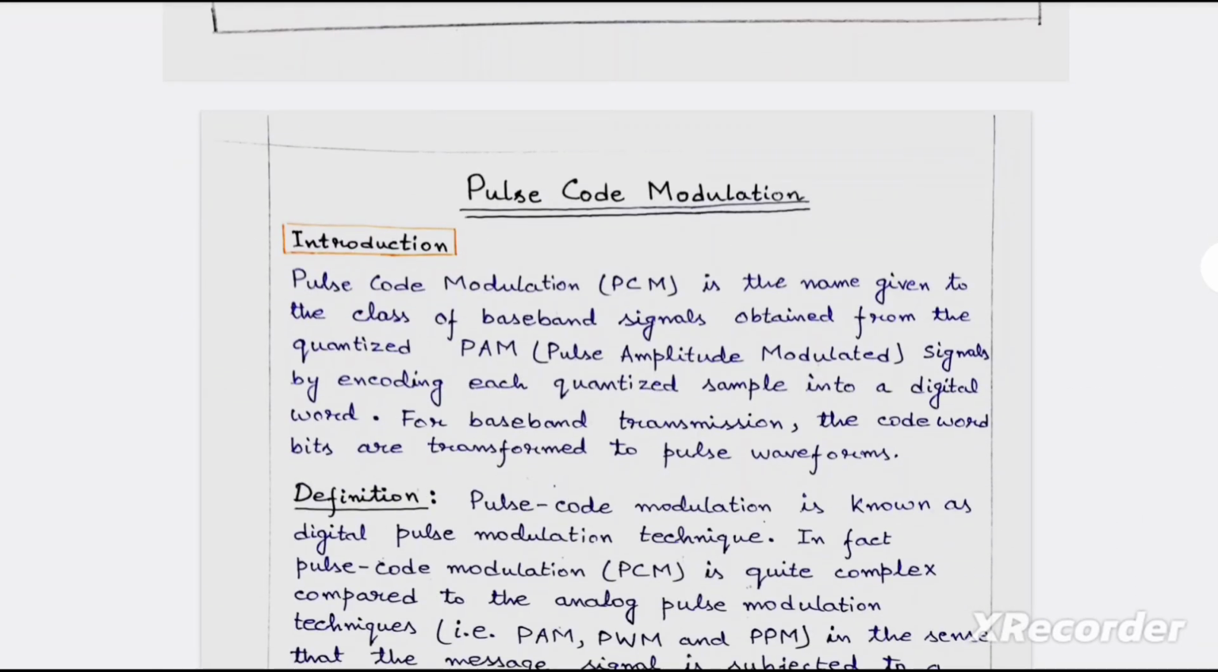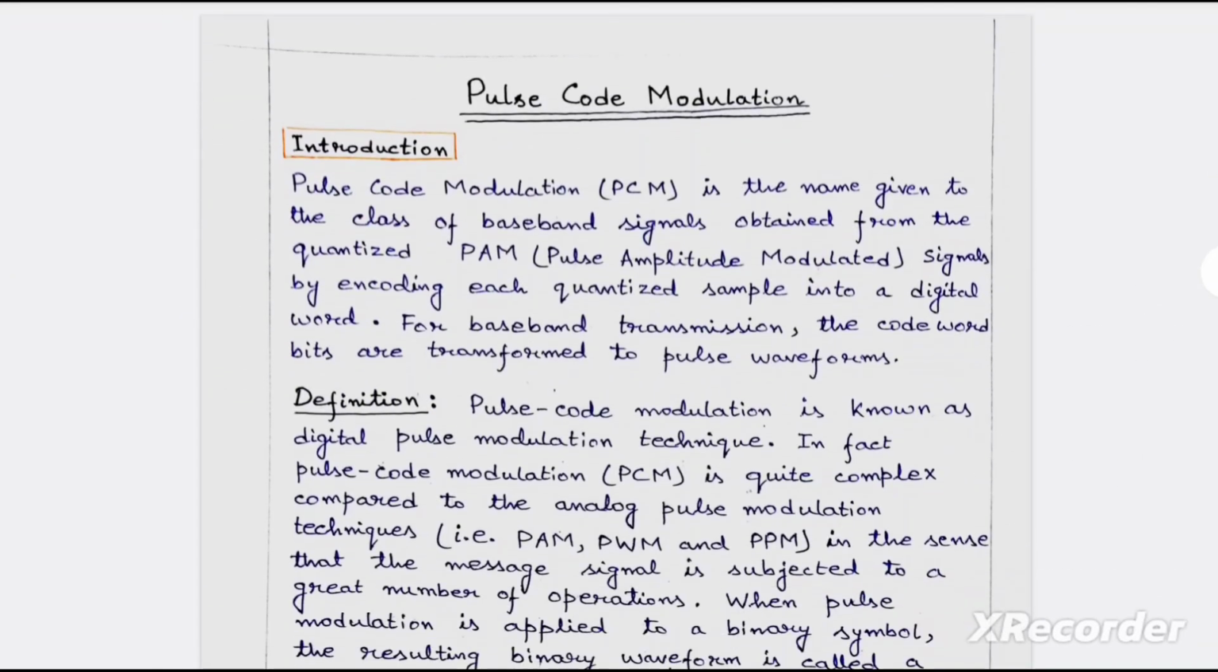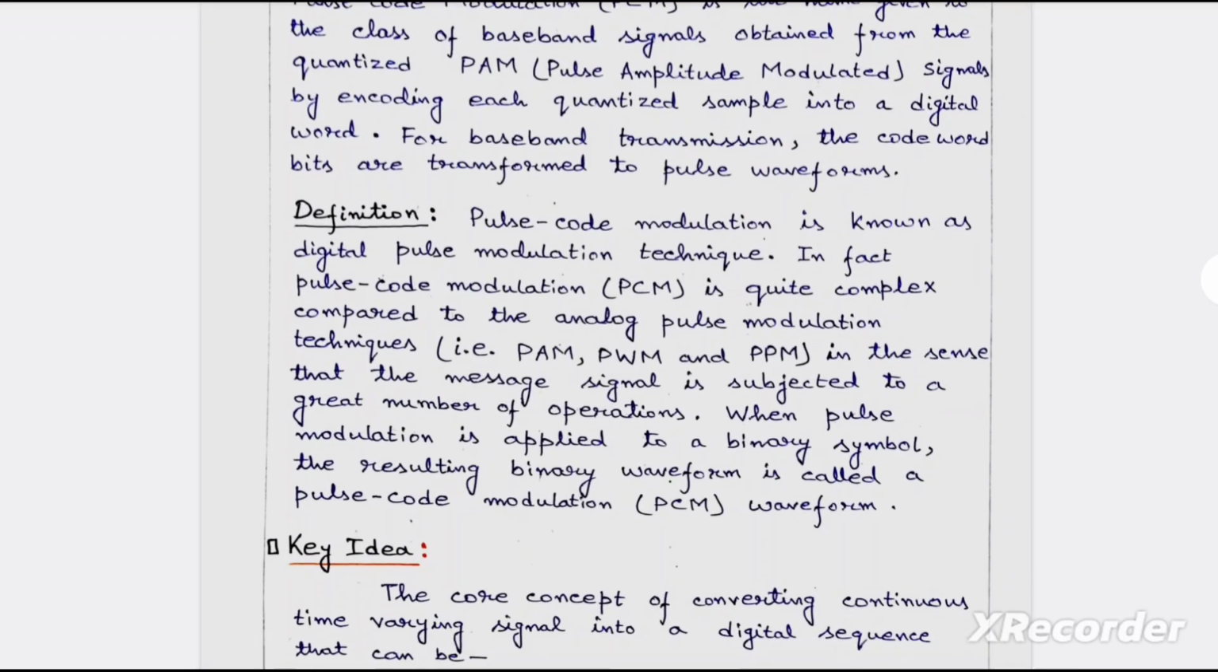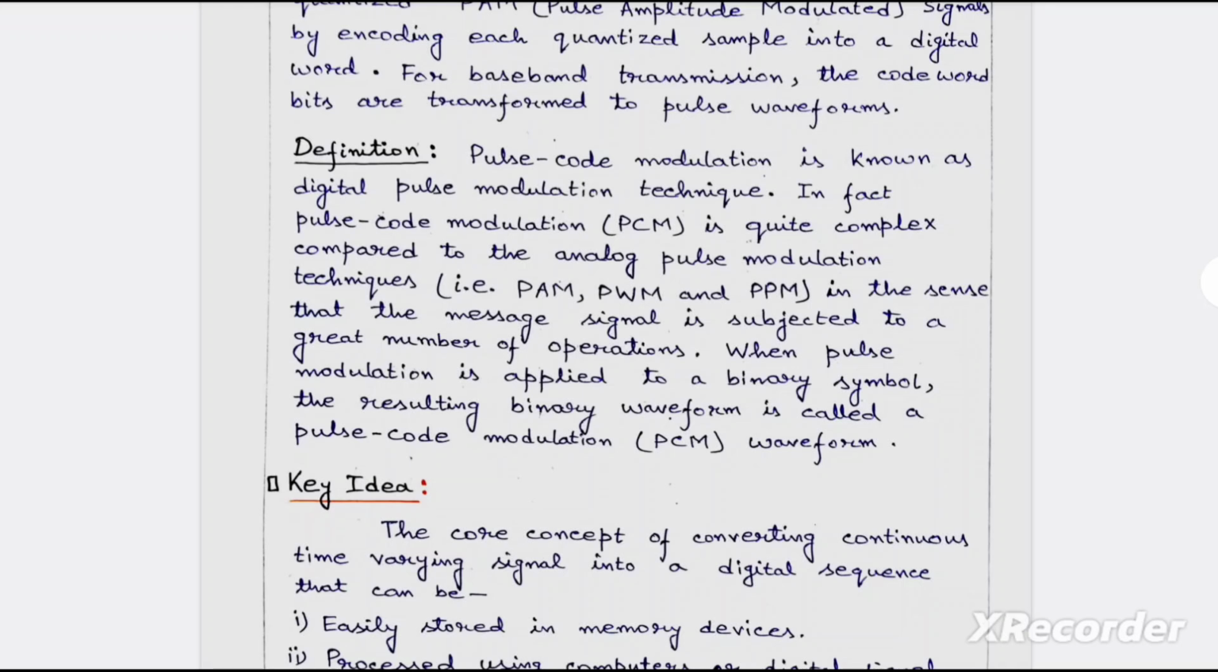Pulse code modulation. Here is the introduction. Pulse code modulation, or in short PCM, is the name given to the class of baseband signals obtained from the quantized pulse amplitude modulated signals. By encoding each quantized sample into a digital word for baseband transmission, the code word bits are transformed to pulse waveforms.